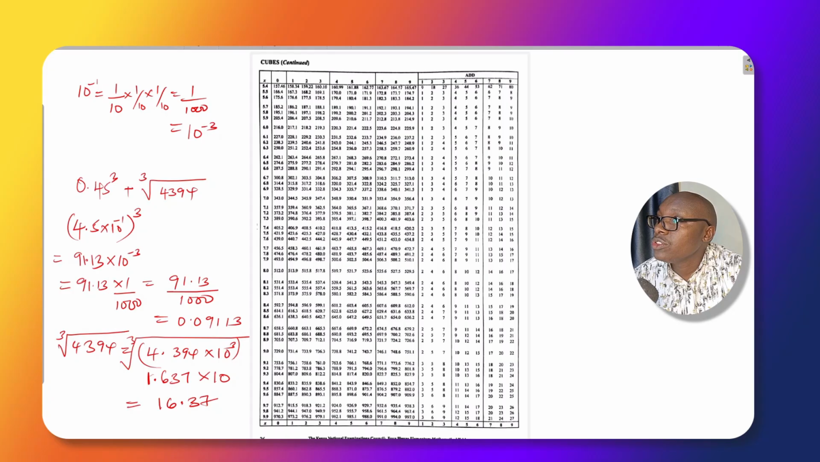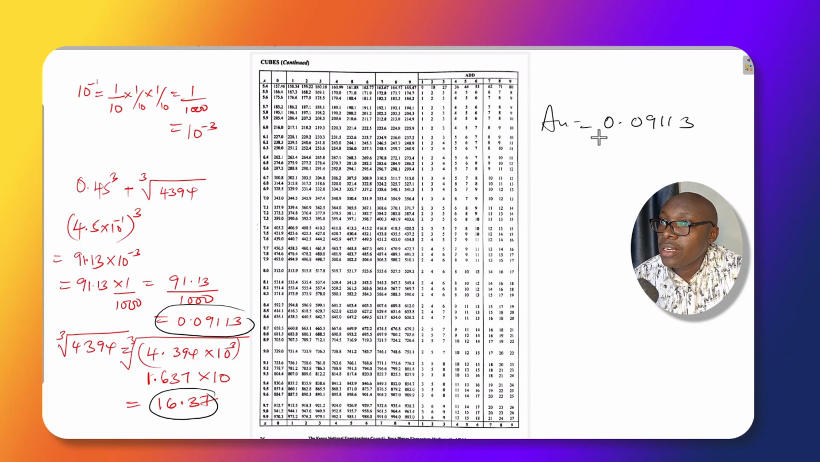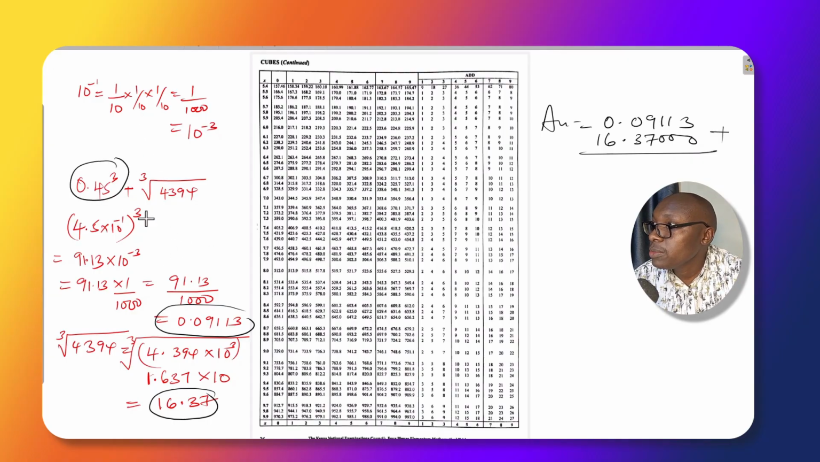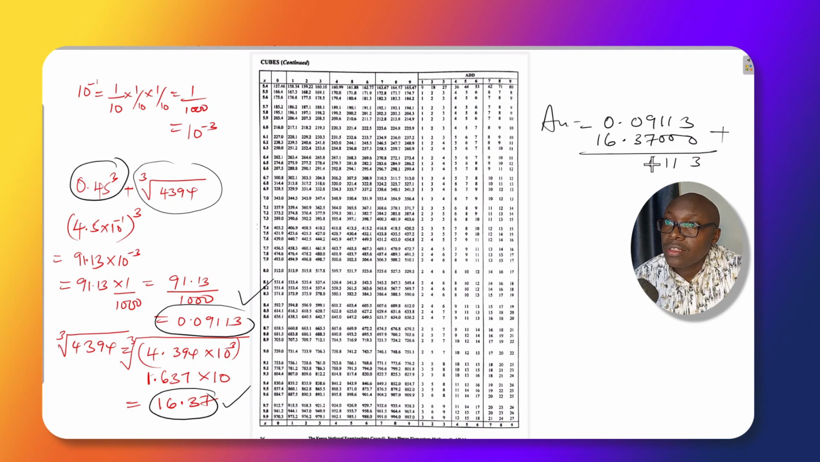16.37. Now to get the solution, remember what you got from the other part. You got this one, then you add to this. So now to get the answer, you simply take 0.09113, and then you add 16.37. All the others you can put as zeros. So this is how you add. The solution you got for this part is here. Then the solution you got for this part is here. So when you add, you get 16.46113.